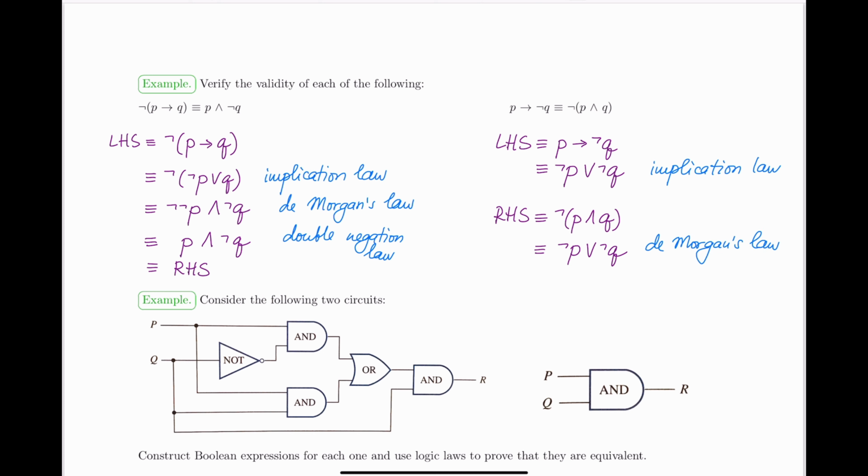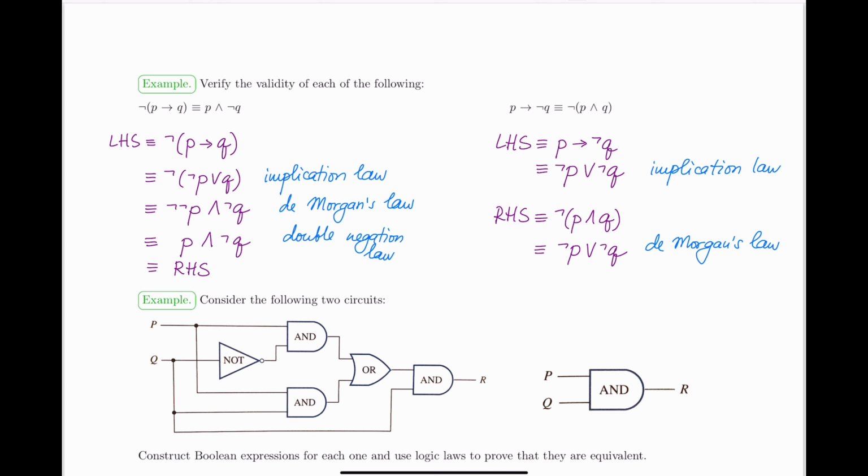And now, of course, at this point, we notice that our simplified versions of the left and the right-hand sides are identical, which means that we have just proven the actual equivalence of the two. The sides being identical means that they are logically equivalent.